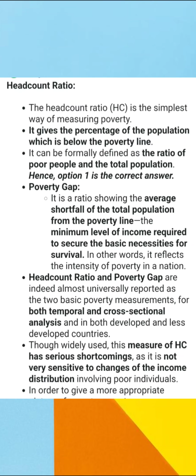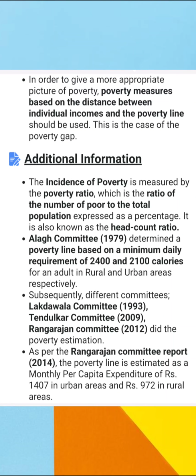In order to give a more appropriate picture of poverty, poverty measures based on the distance between individual incomes and the poverty line should be used. This is the case of the poverty gap.